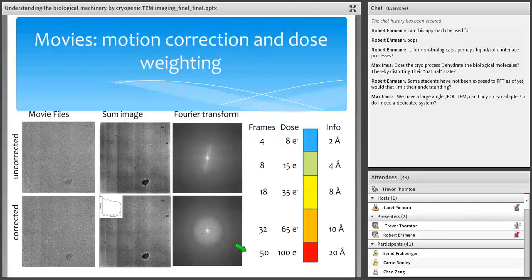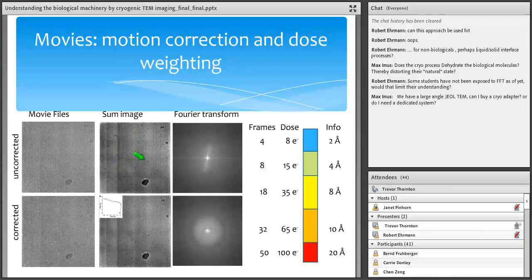And so this is basically how the movie correction works. I'm not going to show you the movies because in order to show them on the webinar, they reduce the resolution so much it's not worth it. But you can see in this movie file, this is an individual frame. You could barely see any particles in that frame. But now when we sum it all up, they're a little bit better.